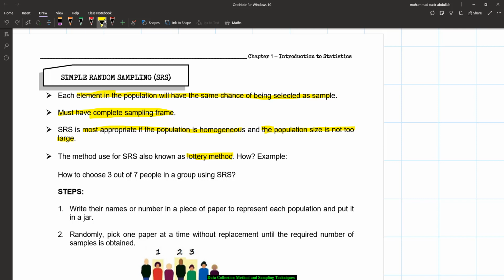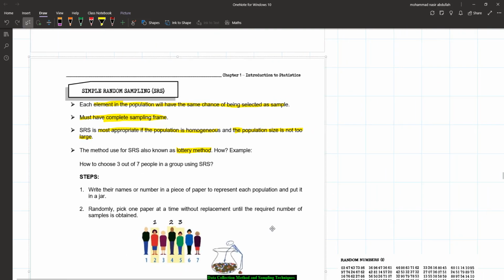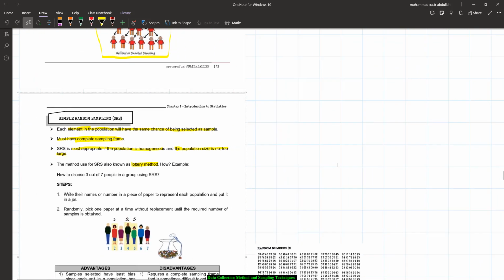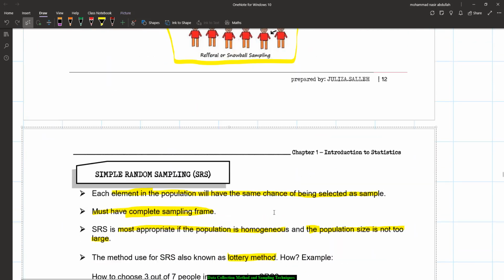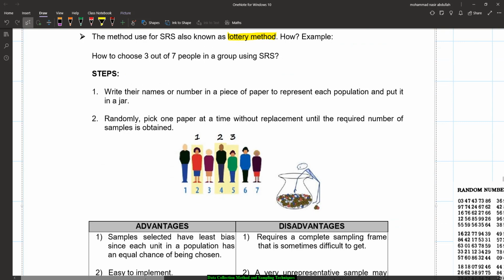The methods for simple random sampling are known as the lottery method and the random number method. We're not going to use the lottery method, we're going to use the random method. So let's say, for example, I do it here.